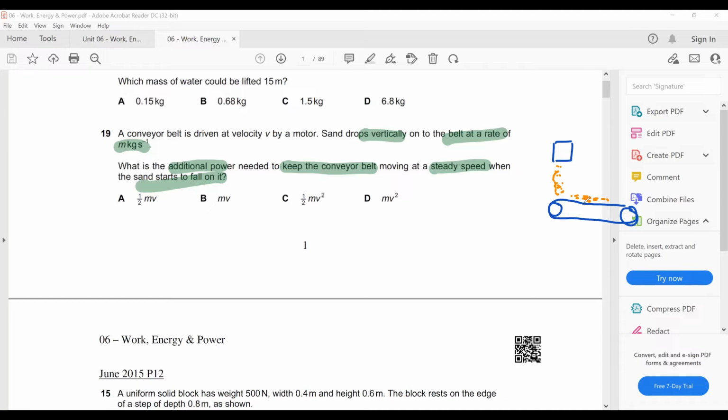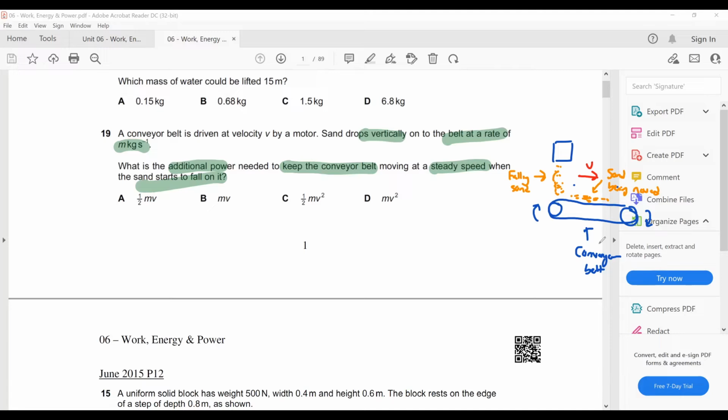Okay, so sand is being dropped onto the conveyor belt. Okay, this is your conveyor belt. Okay, let me write properly. This is the conveyor belt. Okay, the conveyor belt is turning, so it's transporting sand from one end to another end. Okay, so this part here is your sand. Okay, this is your falling sand. This is your sand being moved. Okay, so the sand is being moved with a velocity of v.